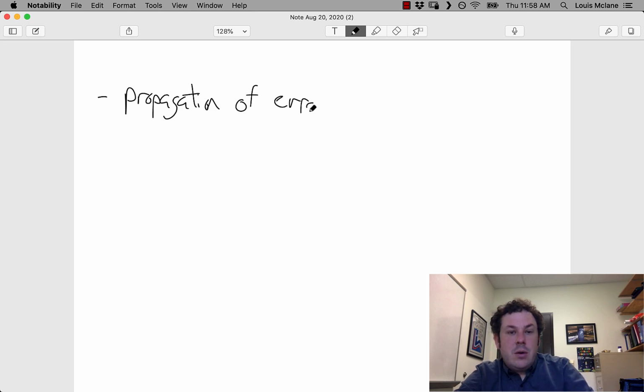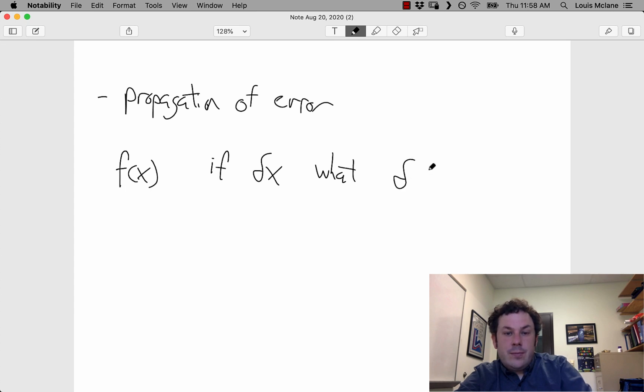...of error or uncertainty. So this is the kind of thing, if you have a function that you're interested in, or a value that you have interest in that depends on another value, if you have uncertainty in x, what is the uncertainty in the value that you used x to find?